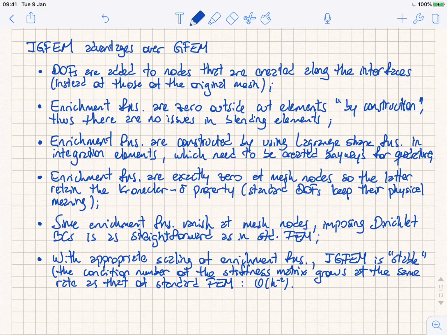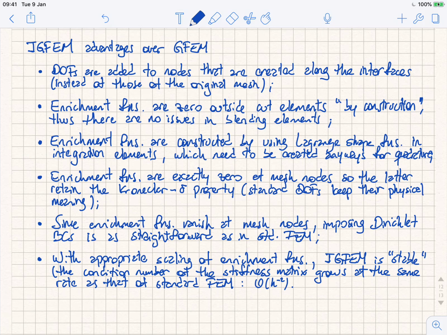IGFEM does not include any singular enrichments. So there are problems for which, for example, you have a singularity that is introduced because your weak discontinuities meet in a triple junction. This formulation does not include anything to be able to address those singularities, right? So those are, in a way, our problems in category B, but we are not adding enrichments to improve the formulation, right?